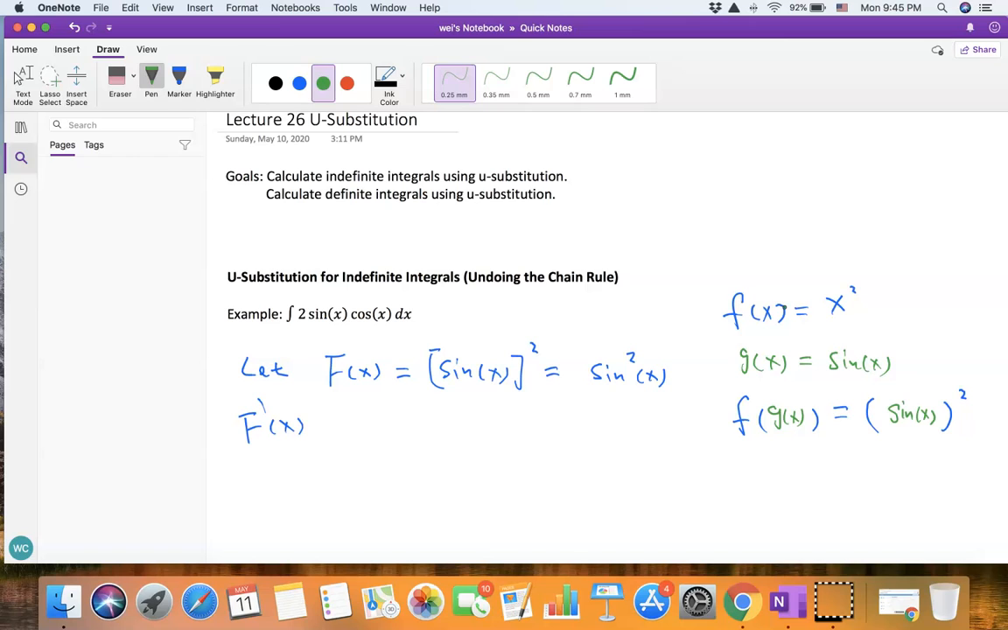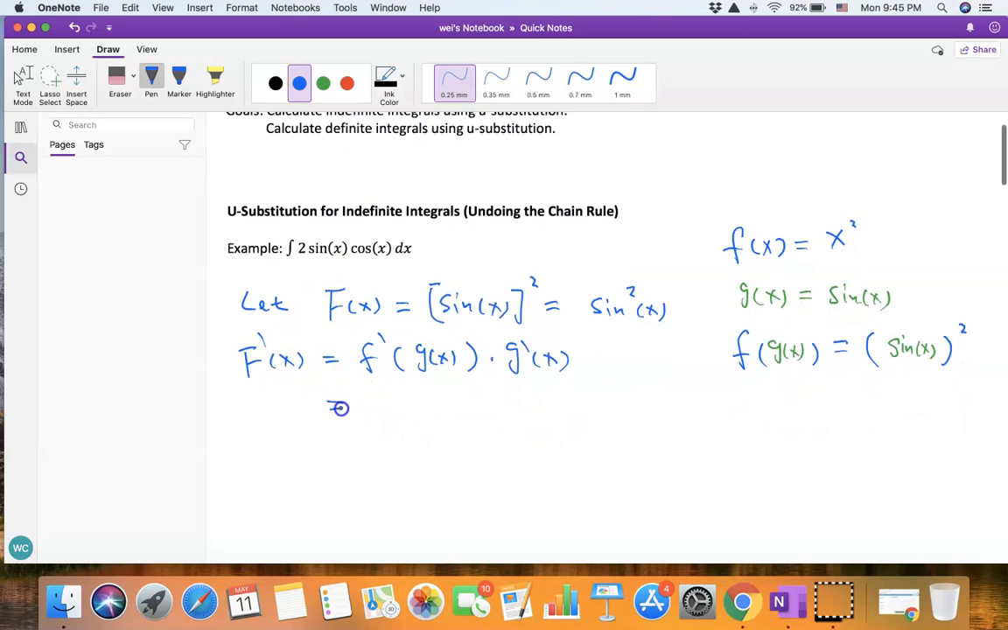We know the out function. After we know the out function and the inner function, then the derivative, according to the chain rule, the derivative of capital F is equal to the derivative of the little f, the derivative of the out function with the inner function plugged in, and multiply by the derivative of the inner function. Let's see what this is.